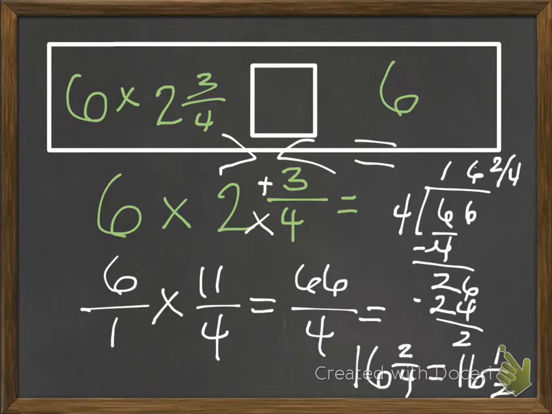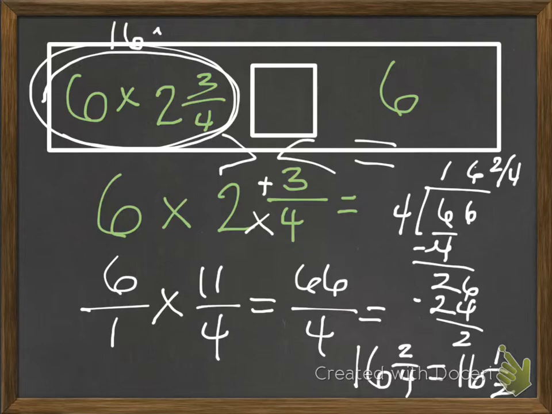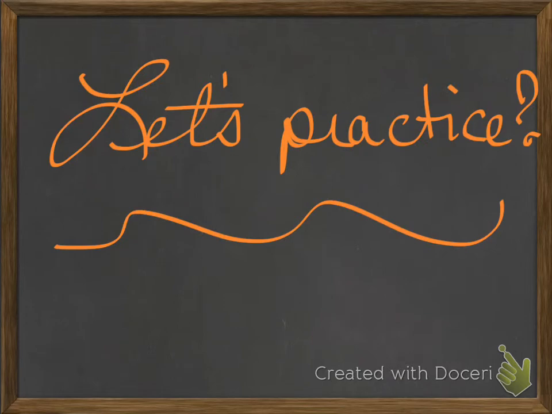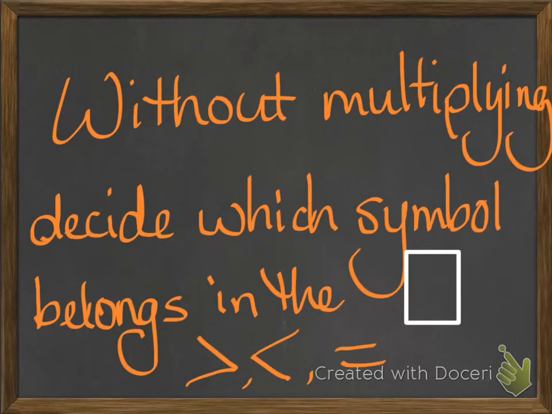So when we multiply these two numbers together, we get 16.5, and that is greater than 6. So if we multiply times a mixed number, like 2 3/4, our answer is going to be greater than what we started with. If we multiply times a fraction, it'll be smaller than what we multiplied with. Let's practice a few. Now, we aren't going to do the actual multiplying. Without multiplying, we decide which symbol belongs in the box, greater than, less than, or equal to.